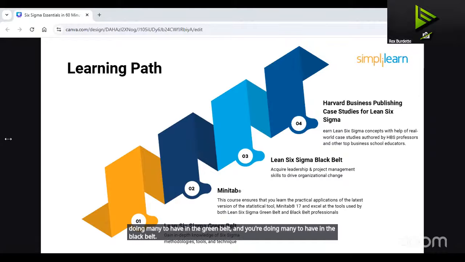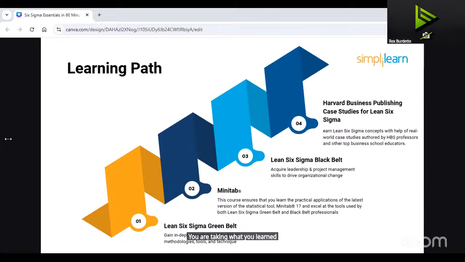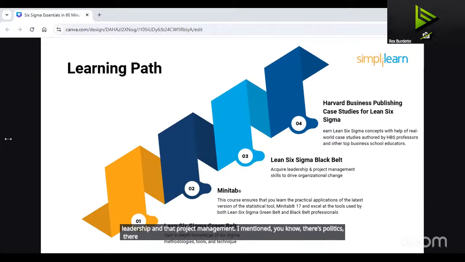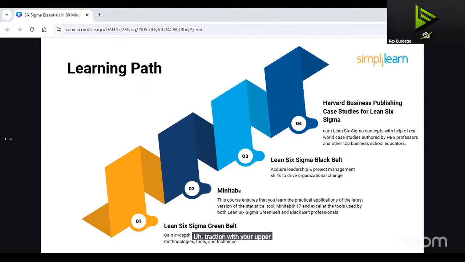You just develop mastery of it. So in black belt, you are taking what you learned in green belt and applying that leadership and project management. I mentioned, there's politics. There's ways to set up your different charters and things like that that are going to get more traction with your upper leadership. So you learn that leadership and also how to coach other people.